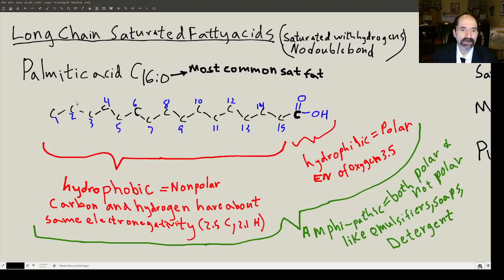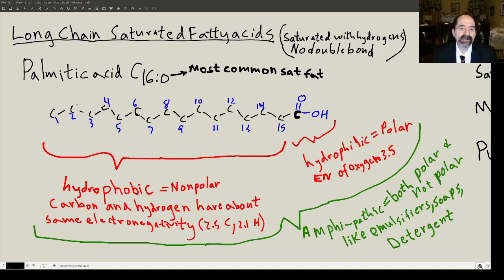All right, now we're going to talk about long-chain saturated fatty acids. We intentionally left out medium-chain fatty acids because nobody cares about them. They're relatively insignificant for our purposes. The short-chain fatty acids are important because they're made in the gut from the good bacteria. The long-chain fatty acids are important because they're the main dietary source of fatty acids.